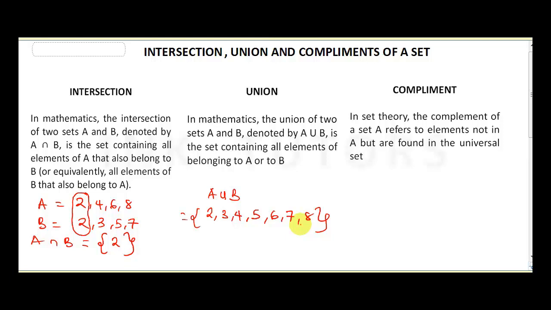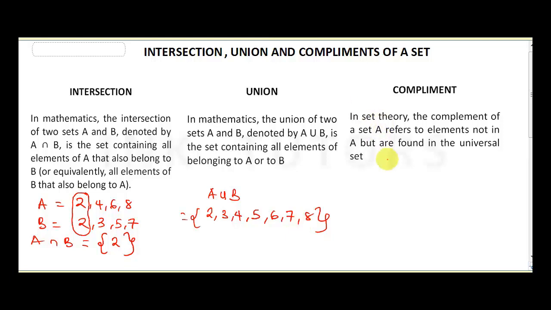So that is exactly the meaning of A union B. Now the last one we're going to be talking about here is the complement of a set. The complement of a set refers to elements not in A but found in the universal set. Like I said, the universal set is just like the parent set.